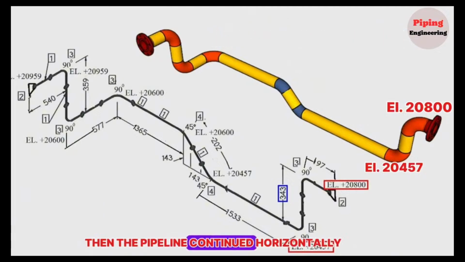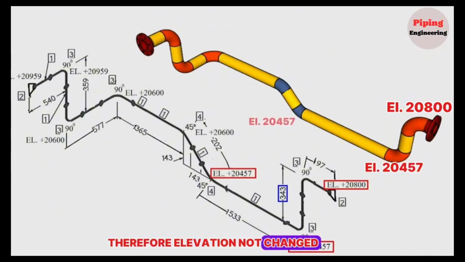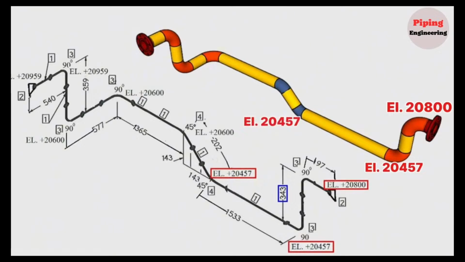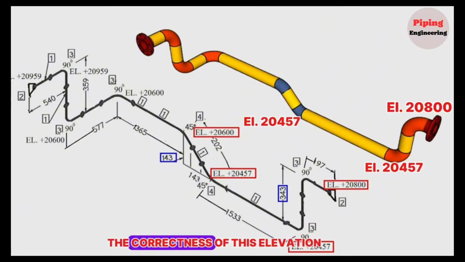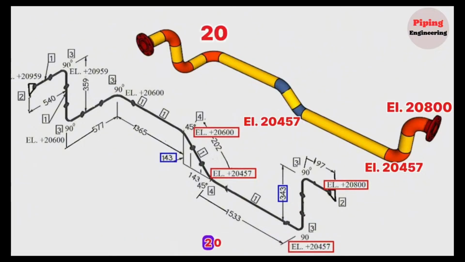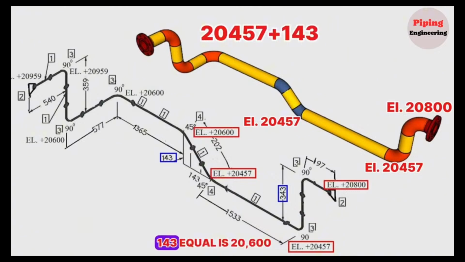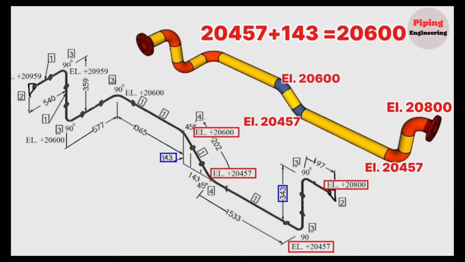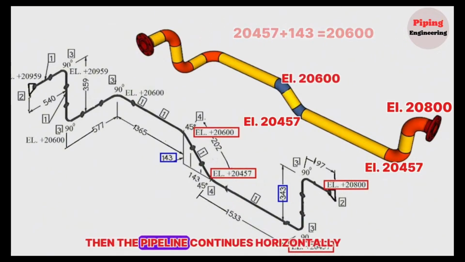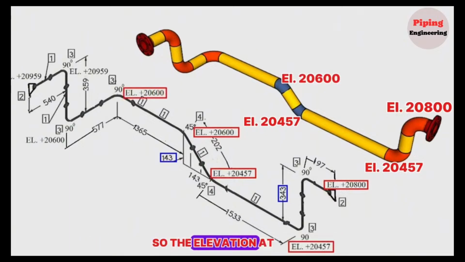Then the pipeline continued horizontally, therefore the elevation did not change. Then the level of the pipeline rose 143 mm vertically and became 20,600. We can check again the correctness of this elevation. 20,457 plus 143 equals 20,600. Then the pipeline continues horizontally, so the elevation at these points will not change, it will still be the same, 20,600 millimeters.